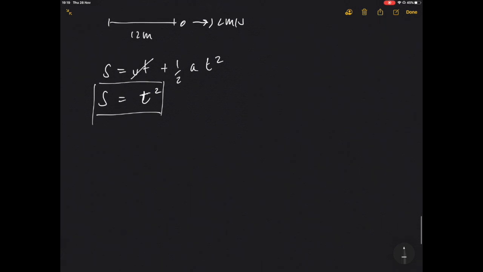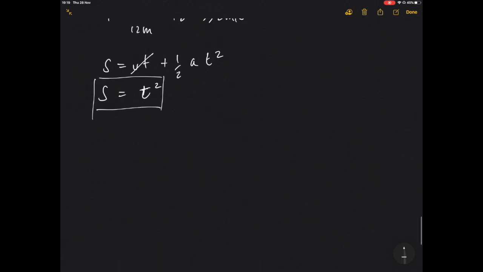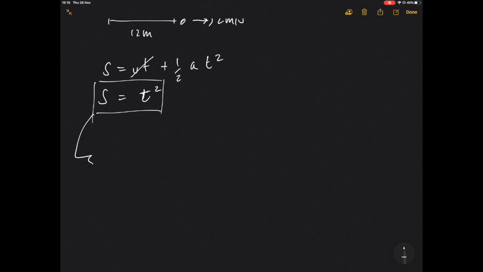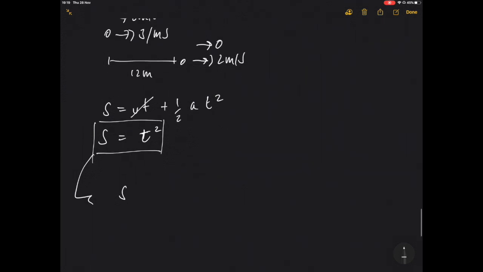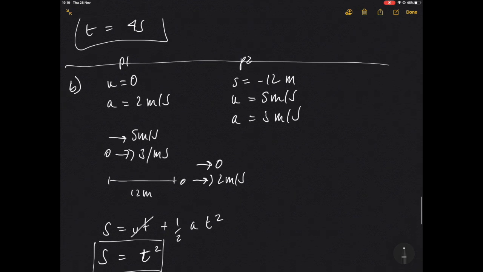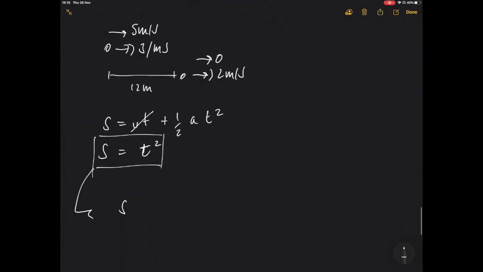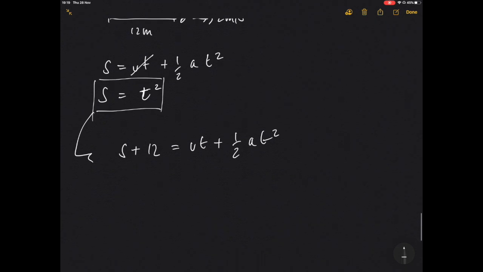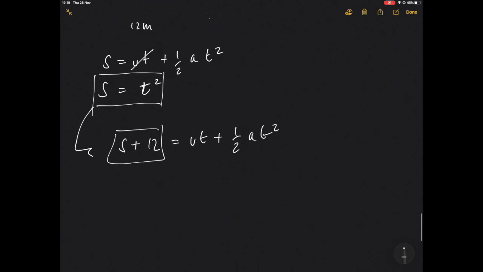So we've got the distance here, and now we want to work out our second particle. Our distance, which was s, and we have minus 12 meters, so we're going to add 12 onto here. s plus 12 equals ut plus a half at squared. Okay, so this is our separation between the two.